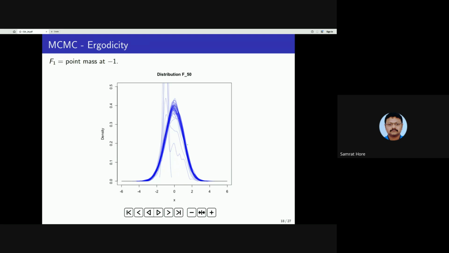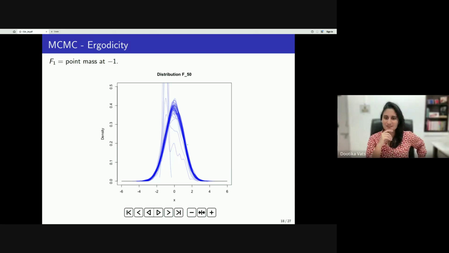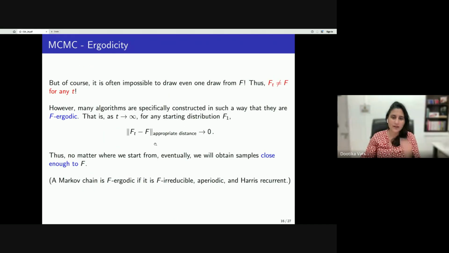Again, yes, due to ergodicity, we are assured of the convergence. Yes, absolutely, exactly. That is what ergodicity basically means. So I will go one slide back. Ergodicity basically means that the distance between f_t and f is going to 0 as t goes to infinity. When is a Markov chain ergodic? I didn't talk about this. If you know Markov chain theory, it is when it is irreducible, aperiodic, and Harris recurrent. I didn't want to talk about very core Markov chain theory, so I didn't go into it. But yes, ergodic means that it will converge to f as t goes to infinity.